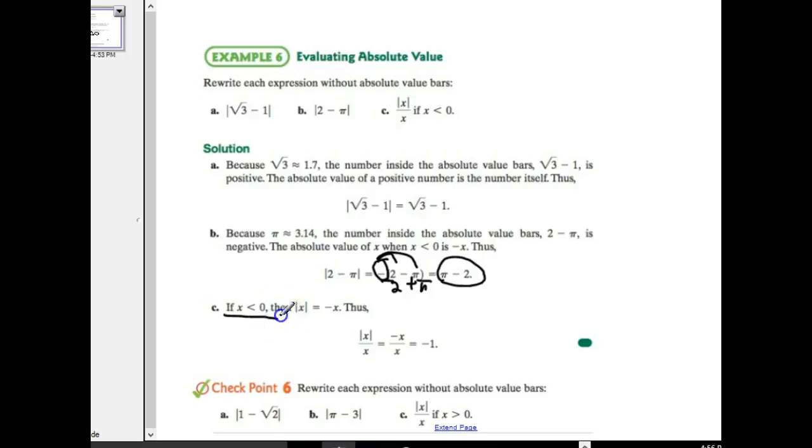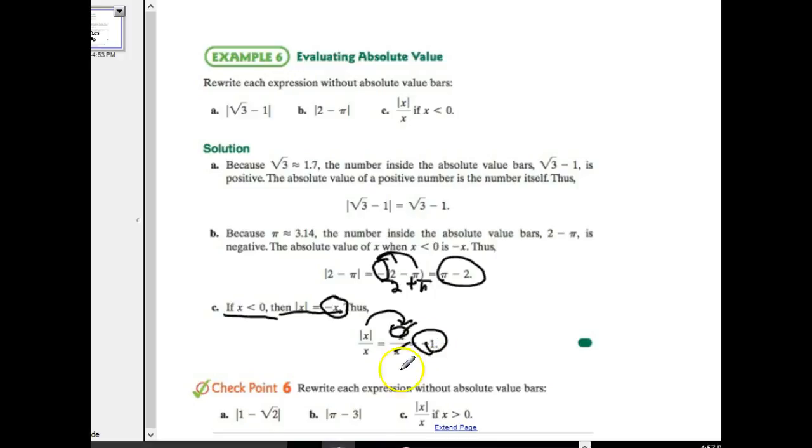Now, for the third one, this particular one says that if x is less than 0, then the absolute value of x becomes negative x. Okay. So we're assuming that the value of x is less than 0, so therefore I'm going to substitute in negative x. That's why this turns into this right here. And then negative x over the regular x ends up being negative 1, because any number over itself would cancel to give you 1, but you still have your negative right there. So you end up with a total of negative 1.